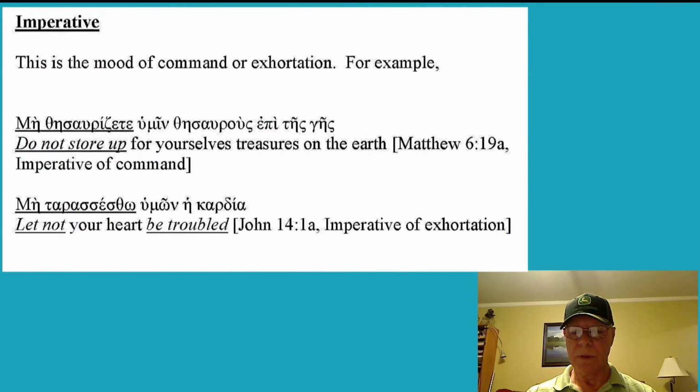The imperative mood is the mood of command or exhortation. From Matthew 6:19 we have mē thēsaurizete humin thēsaurous epi tēs gēs. Do not store up for yourselves treasures on the earth. This is called the imperative of command.